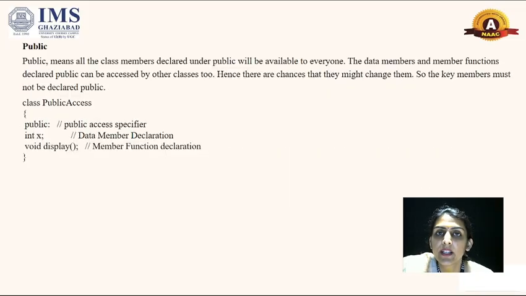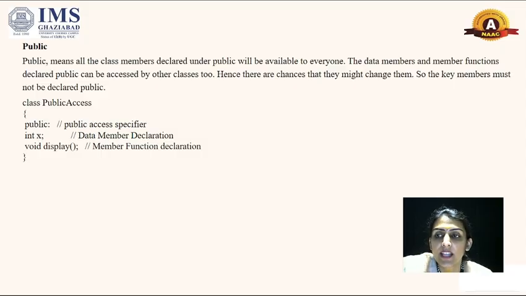Let us see the public access specifier. Public means that all the class members which are declared under public will be available to everyone. The data members and the member functions declared public can be accessed by other classes also. Hence, there are chances that they might change them. So, the key members must not be declared as public.